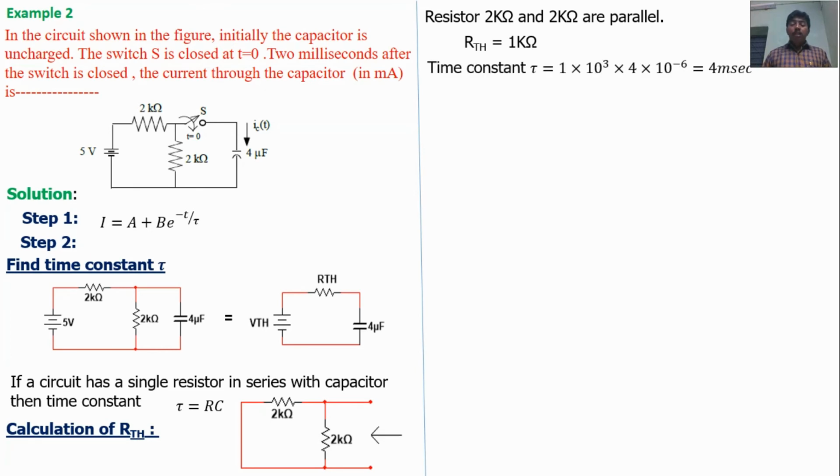So time constant tau is equal to RTH, 1 kilo ohm into 10 power 3. Capacitance C is equal to 4 microfarad, 4 into 10 power minus 6. So the answer is 4 milliseconds. Time constant is 4 milliseconds. So step 2 over. Step 3, we have to find the parameters A and B.